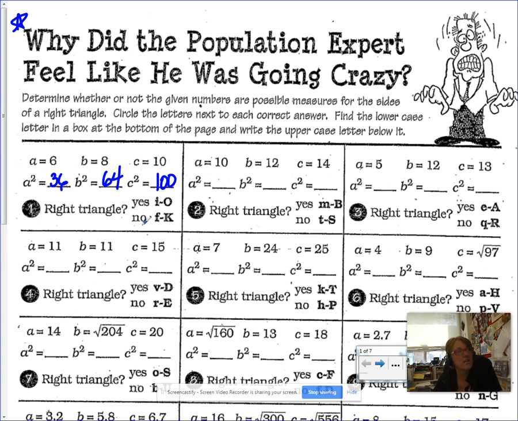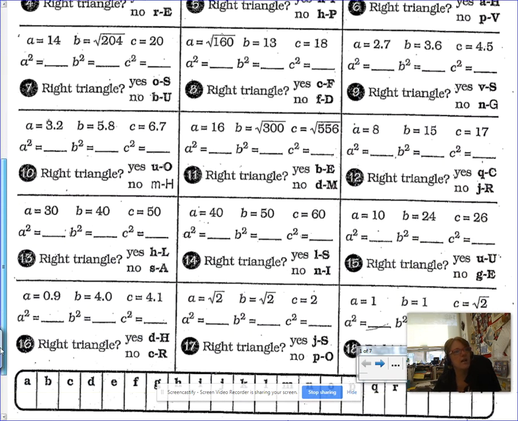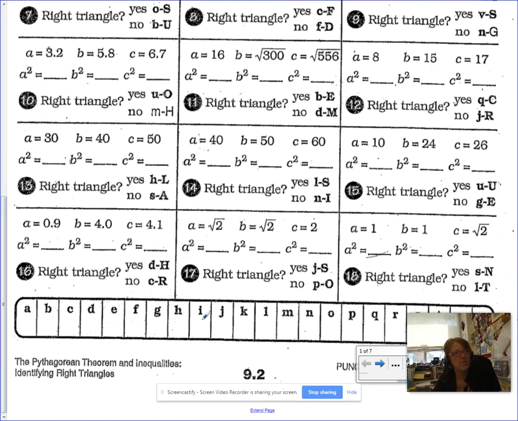Now, here's what you've got to say. Is 36 plus 64, what does that equal? Does that equal 100? Yes, it does. If you get yes, it says circle the letters next to the correct answer, find the lowercase letter in a box at the bottom of the page, and write the uppercase letter below it. So we got to find lowercase I, little I, down here, and put capital O. Go back up to the top.